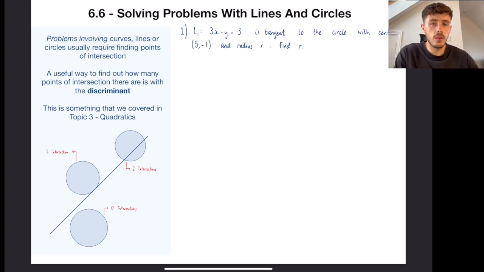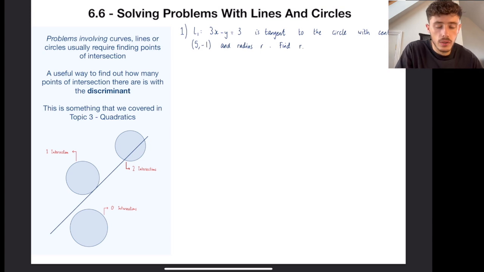The little diagram I have at the bottom just shows if you have a line, and that line could be a curve or a straight line, it doesn't really matter, the circles can interact with them in 3 different ways, as you can see. We can have 2 intersections where it goes straight through. We can have 1 intersection where it is a tangent to that circle, or 0 intersections. And as I said, it all links back to using the discriminant, because if you remember, the discriminant has 3 rules. If b squared minus 4ac is either greater than 0, equal to 0, or less than 0, that will indicate which case you have of these 3 here.